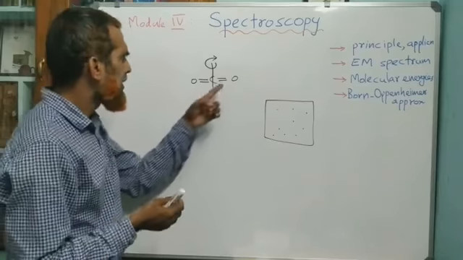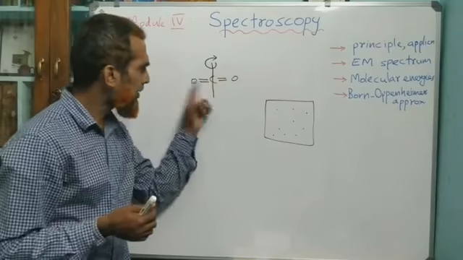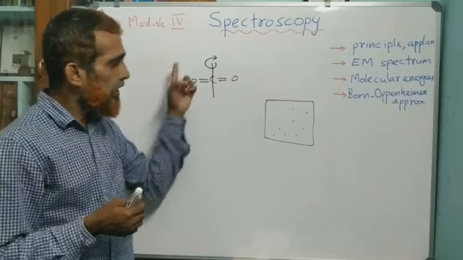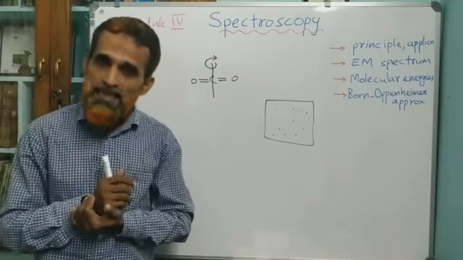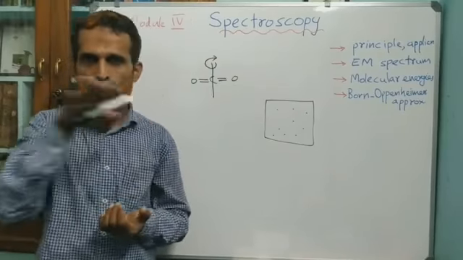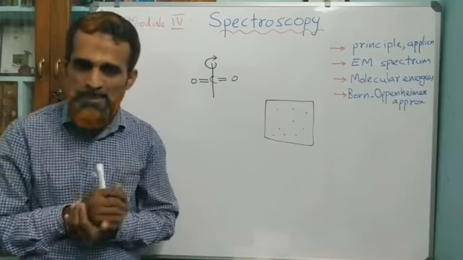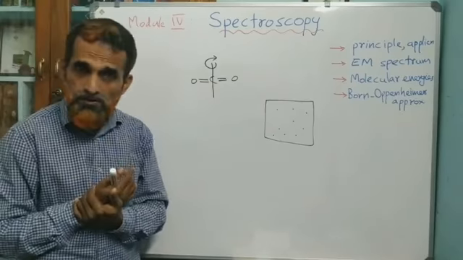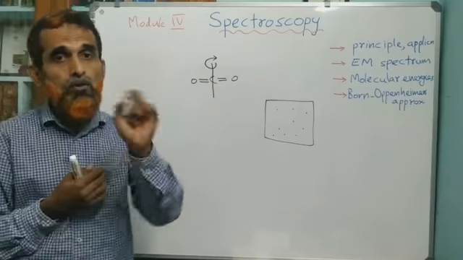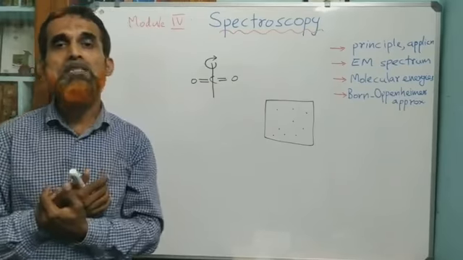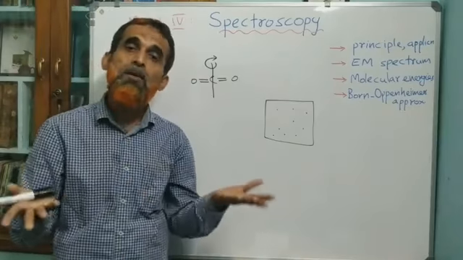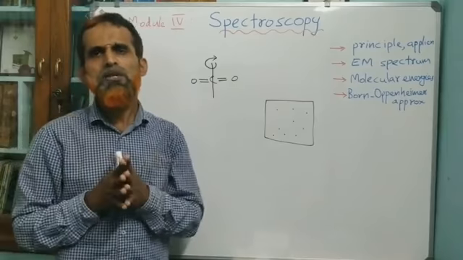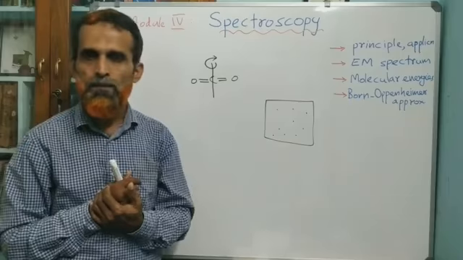In addition, in carbon dioxide there is one carbon and two oxygen atoms, and in the molecule, according to molecular orbital theory, there are different molecular orbitals, bonding and anti-bonding. Electrons are distributed in various MOs. So due to the position of electrons in various orbitals, the molecule will definitely have electronic energy. So a molecule is possessing different types of energy.